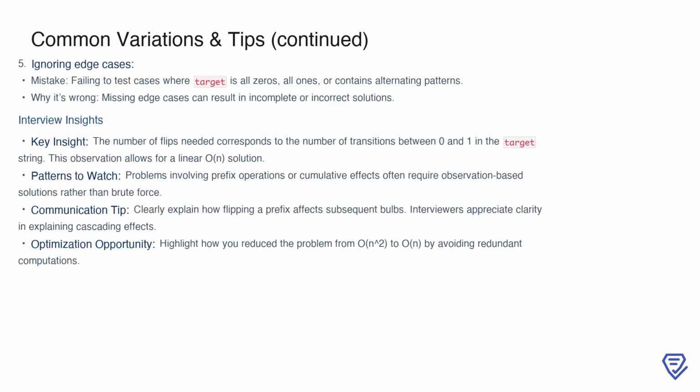In problems involving prefix operations or cascading effects, it's often helpful to focus on observation-based solutions rather than directly simulating every step. Additionally, during an interview, make sure to clearly explain how flipping a prefix impacts the subsequent bulbs. Communicating the cascading effects effectively can make a strong impression. Lastly, if you optimize your solution by reducing the complexity from O(n squared) to O(n), highlight that during the interview. This demonstrates your ability to identify inefficiencies and implement improvements.